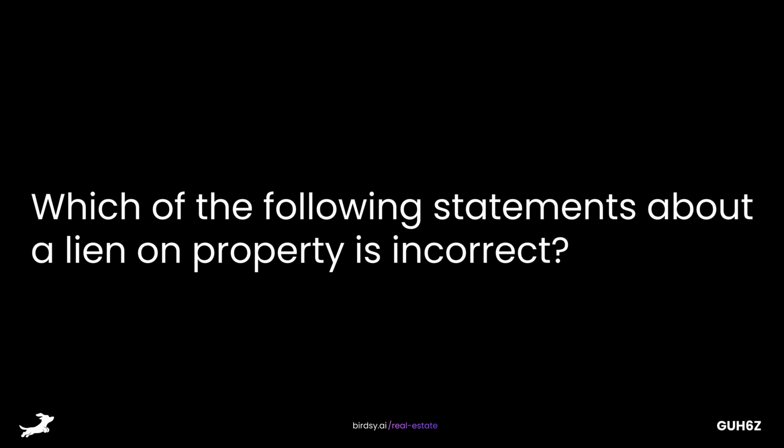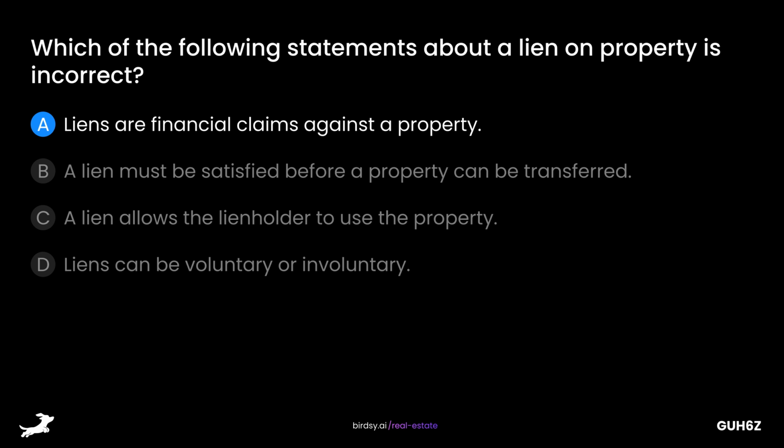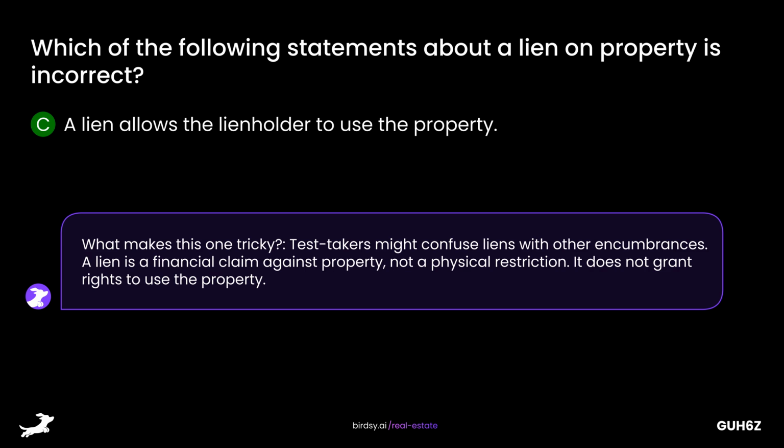Which of the following statements about a lien on property is incorrect? Is it A, liens are financial claims against a property? B, a lien must be satisfied before a property can be transferred? C, a lien allows the lien holder to use the property? Or D, liens can be voluntary or involuntary? The answer is C. A lien allows the lien holder to use the property. What makes this one tricky?